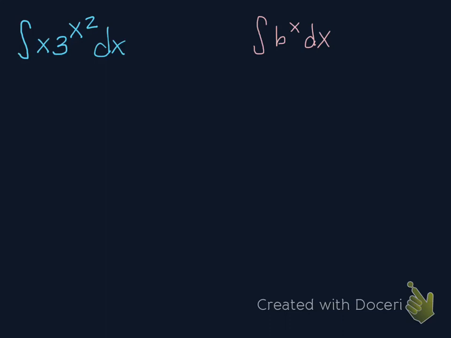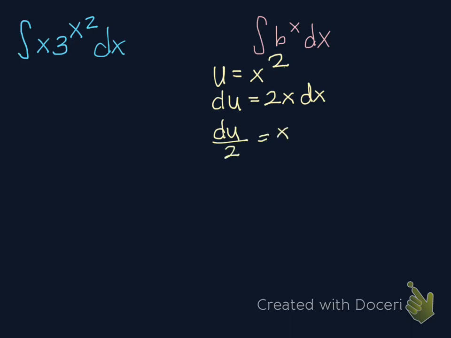And let's do that in yellow. So if I let u equal x squared, then du is equal to 2x dx. So du over 2 is equal to x dx, and I have an x dx in the problem, so I can just plug that straight in. So this becomes the integral of 3 to the u du, and then I need that 1 over 2 in the front to make up for this 2 right here.